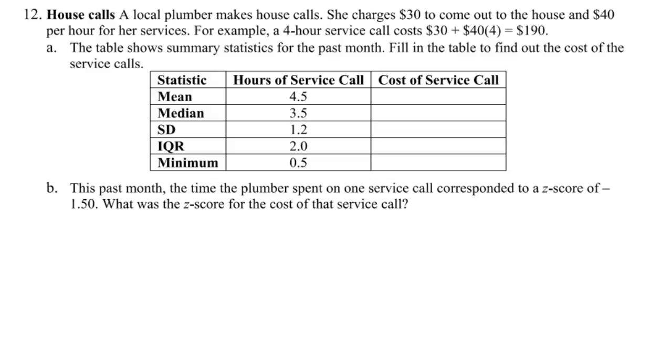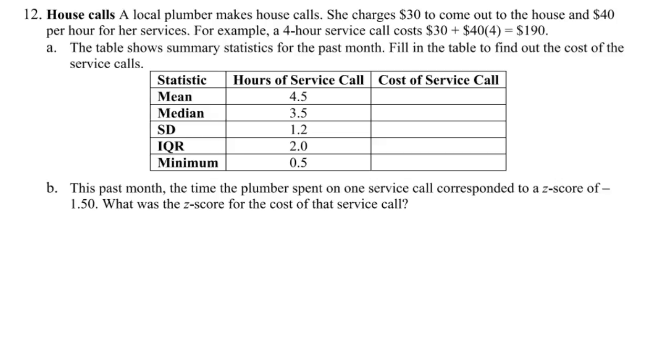So in question number 12, we're told that there's a local plumbing company that makes house calls, and it charges $30 to come out to the house and $40 per hour for services. They also give an example of what a 4-hour service call would cost. Notice that they do $30 plus $40 times the 4 hours for a total of $190.